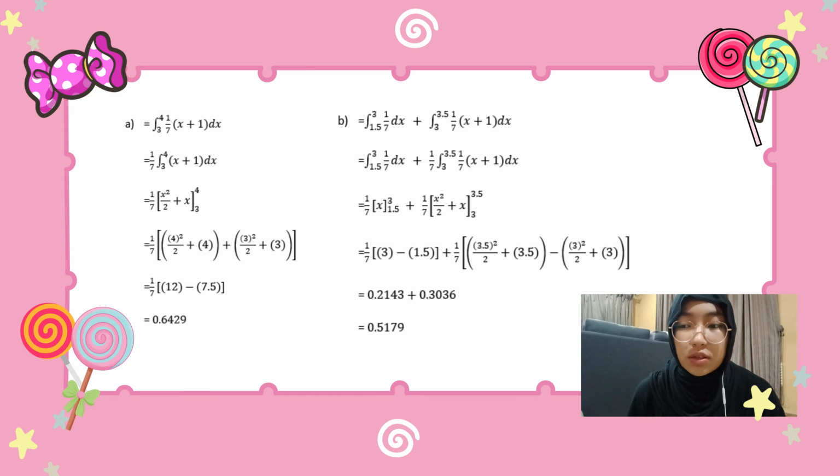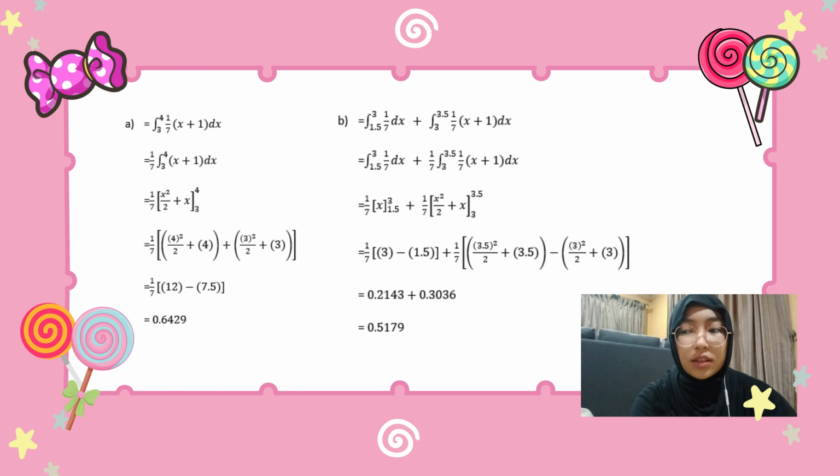Now we substitute the upper and lower limits, which are 4 and 3, into the equation. When we evaluate at x equal to 4, we get 12. At x equal to 3, we get 7.5. Therefore, the answer for part A is 1 over 7 times (12 minus 7.5) equals 0.6429.